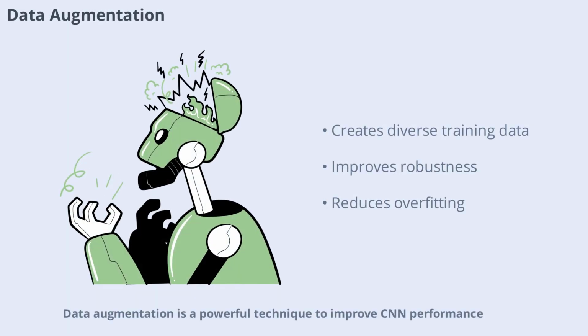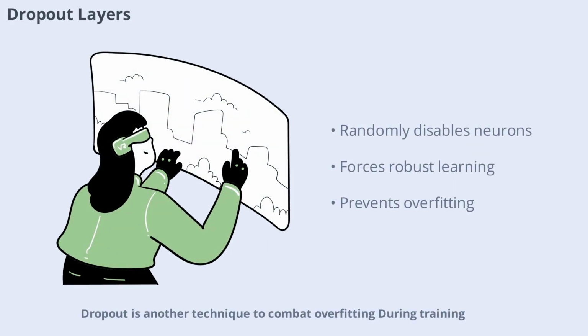Data augmentation is a powerful technique to improve CNN performance. By making small changes to the training images, such as rotating, flipping, or adjusting brightness, we can create more diverse data. This helps the network become more robust and less likely to overfit as it learns to recognize objects in different conditions. Dropout is another technique to combat overfitting.